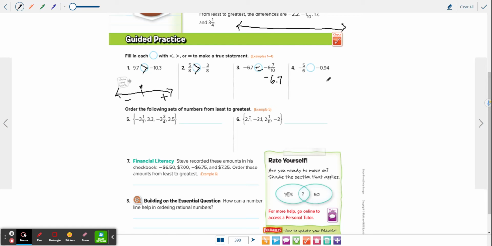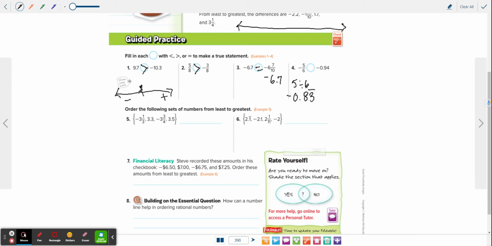And you have negative 5/6 and negative 0.94. So probably the easiest thing to do would be to change this to a decimal. So 5 divided by 6. And let me get my calculator here. Oh, my battery's about dead. 5 divided by 6 is 0.83 with a line over the 3, and it's negative.